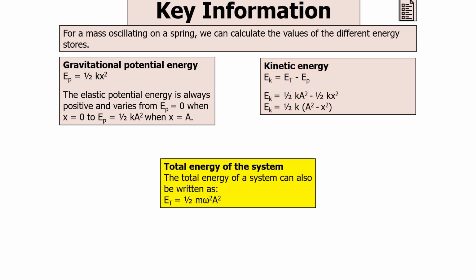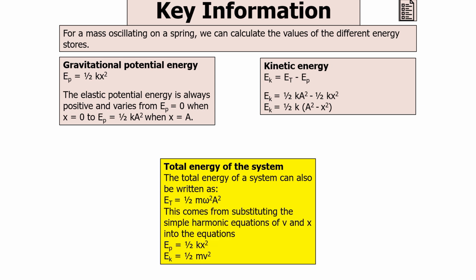Now finally, the total energy of a system can also be written as a half times the mass times the angular velocity squared times the amplitude squared. We know that this comes from the substitutions of the simple harmonic motion equations for v and x into the equations: potential energy is equal to a half kx squared and kinetic energy is equal to a half mv squared.